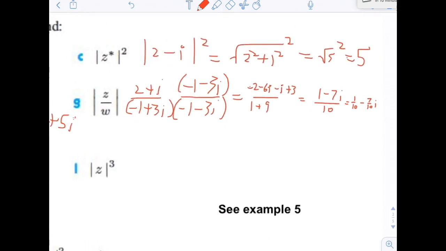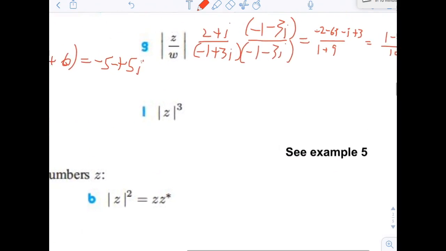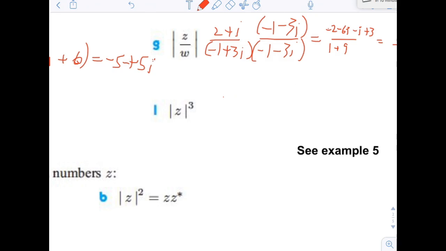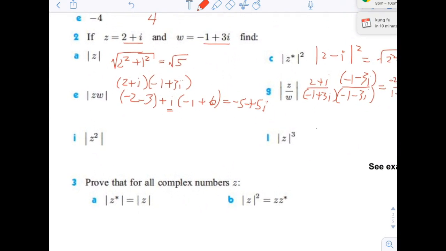Okay, and that was for G. What about I? So I is Z squared, which would be 2 plus I squared, which is equal to 4 plus 4I. And what's I squared? I squared would be minus 1. So it would be equal to 3 plus 4I. And that is Z squared.